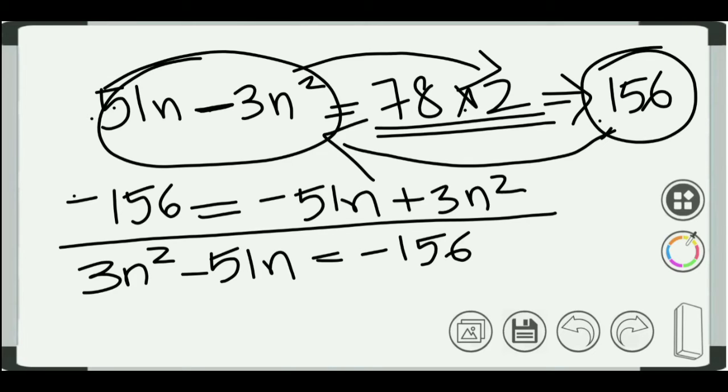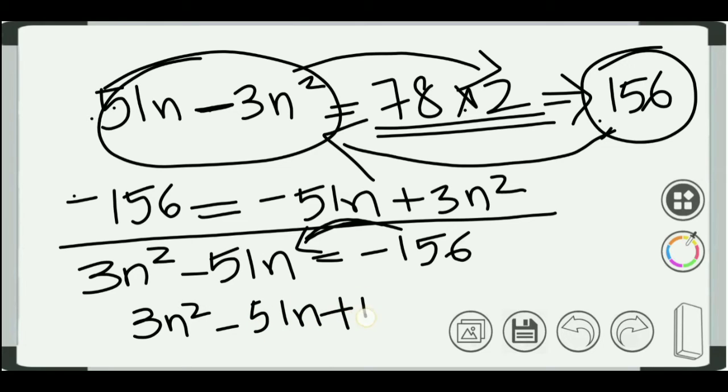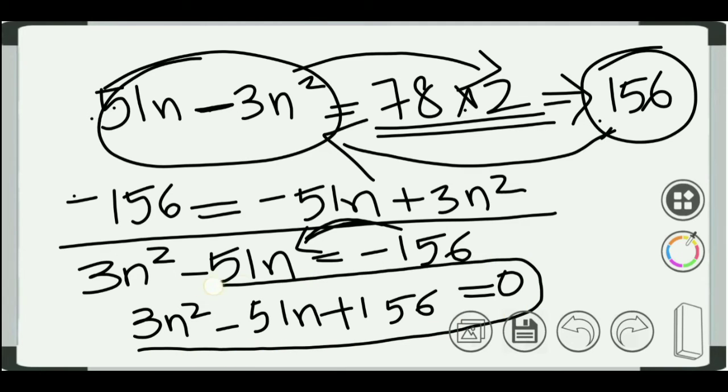Okay, so can I take this minus 156 this side? See, in the standard way, ax square plus bx plus c is equal to 0. That is a standard way. So I am taking this minus 156 this side. So 3n square minus 51n plus 156 equal to 0. This is a quadratic equation, right? Quadratic polynomial. Can you just solve this one by the splitting the middle term method?